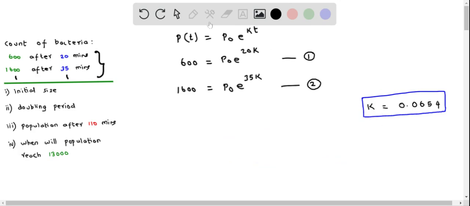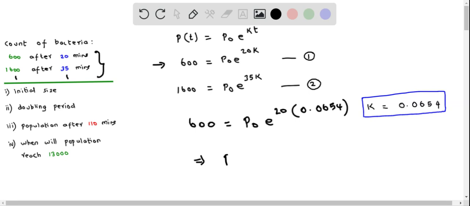Okay, now that we have determined the value of k, we can plug it into equation 1 or equation 2 to determine the value of p naught, which basically represents the initial size of the bacteria. So I'm going to plug it into equation 1. Therefore this becomes 600 equals p naught e raised to the power of, replace k by 0.0654, this will become 20 times 0.0654. And so we can solve for p naught from this equation.